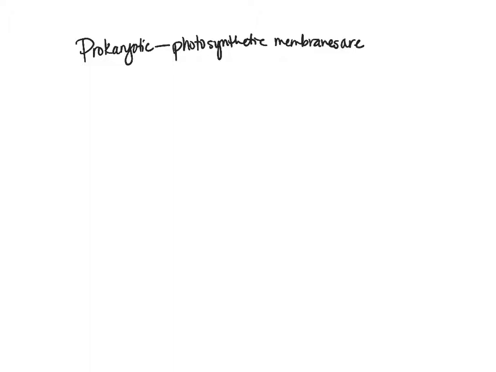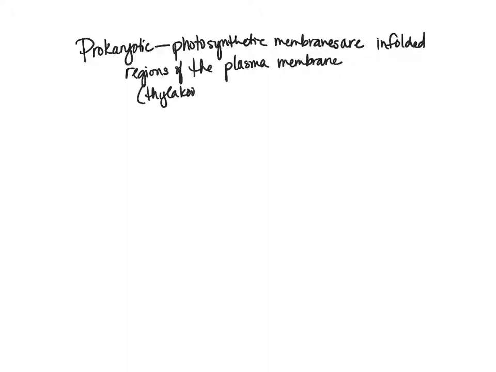Membranes are infolded regions of the plasma membrane. And so in some instances, these actually are called thylakoids. In others, they're not. So, for example, they are called thylakoids in cyanobacteria.